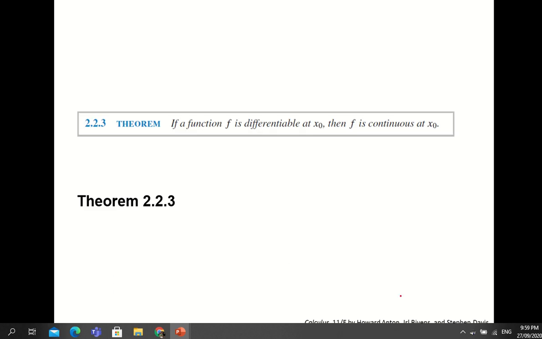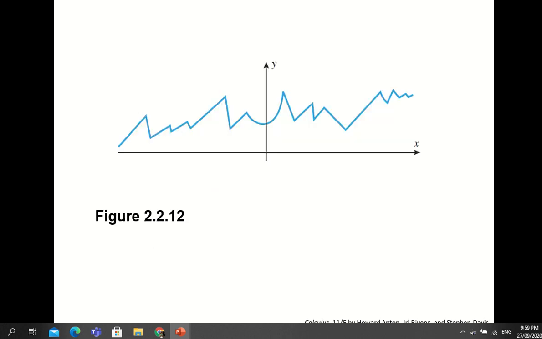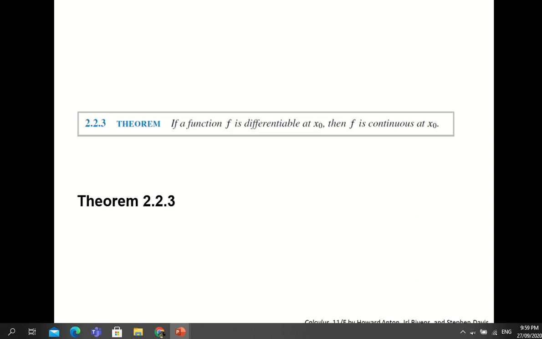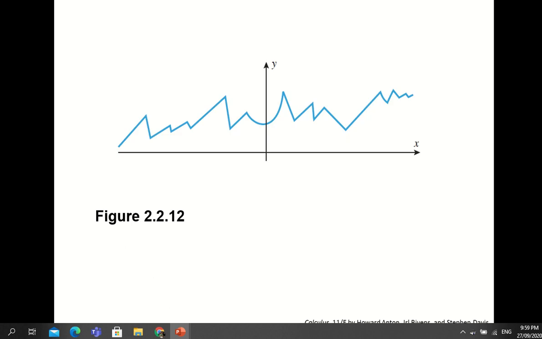Now we have here a theorem. A theorem says that if a function f is differentiable at x sub 0, then f is continuous at x sub 0. So we have here one example of this. We speak of f continuous at x sub 0. This is one scenario class that shows us a continuous function.